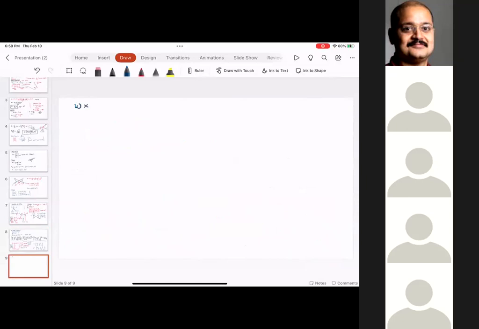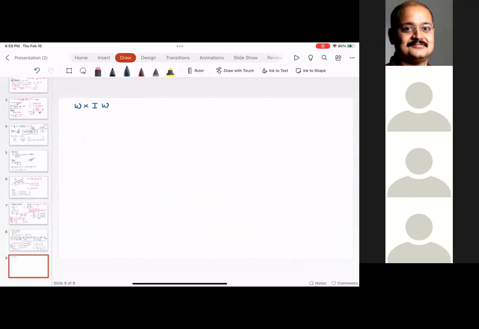Omega cross I omega. First and foremost, where is this term coming from? This term comes from the fact that the direction of angular velocity is changing. Are you with me so far? Angular velocity is a vector. The magnitude of angular velocity is changing, but the direction of angular velocity is also changing. This is the derivative of that direction. Everyone understood this?